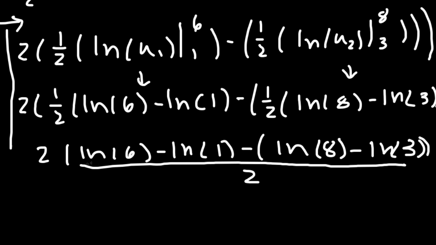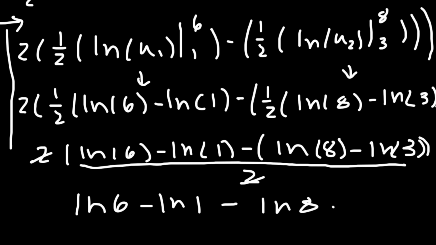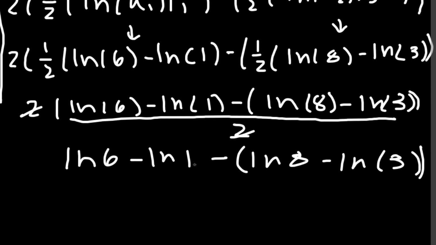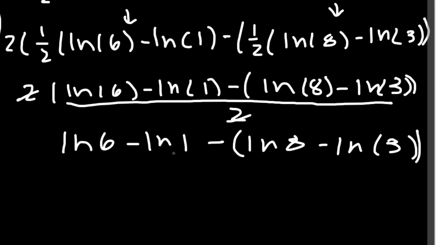And then very, very nicely, we have our coefficients canceling out here. And we have the expression natural log of 6 minus the natural log of 1 minus natural log of 8 minus natural log of 3. And the natural log of 1 is e to the 0th, which is just 0. So we can just say that this is the natural log of 6. And then using the properties of logarithms, we can re-express this as the natural log of 8 divided by 3.